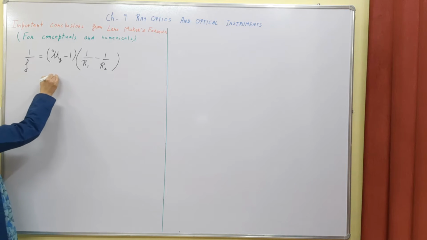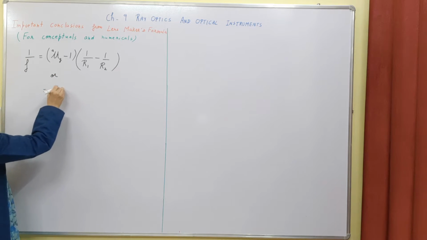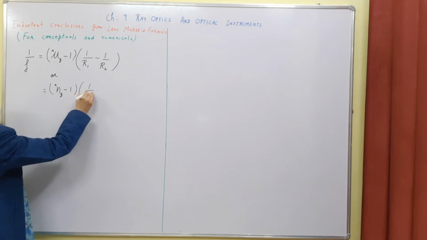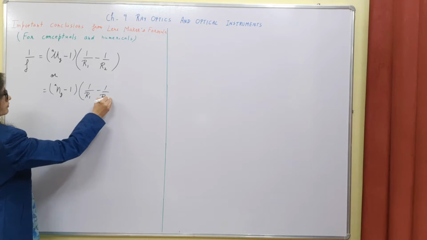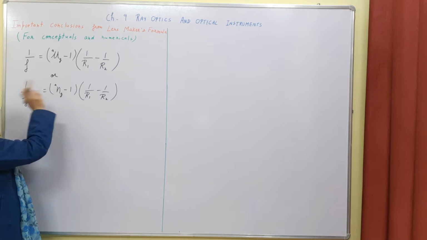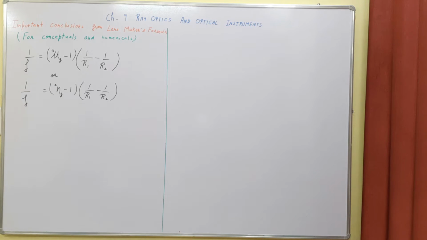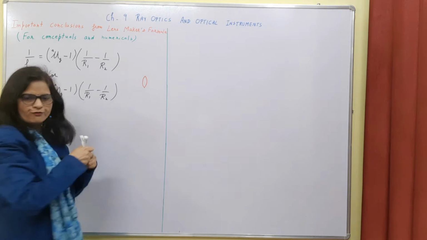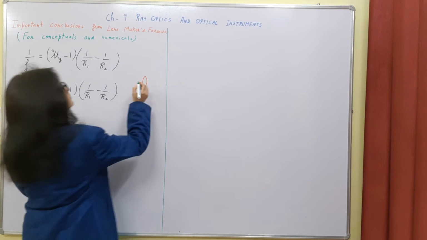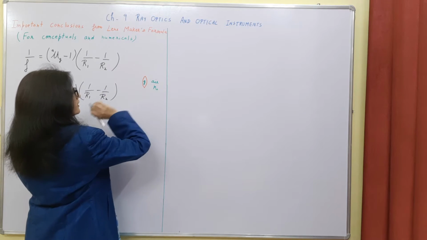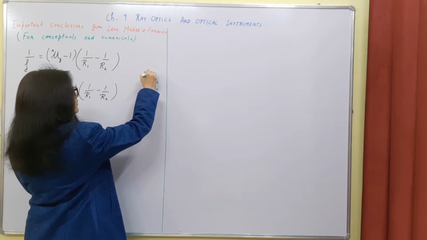Right, or we had used n symbol for the refractive index. So in that case it will be written like this. So this is the focal length of the lens when the lens is made of glass and it is placed in air. So you can visualize it like this, that this is the lens which is made of glass and it is kept in air. So NA is the refractive index of air and NG is the refractive index of glass.